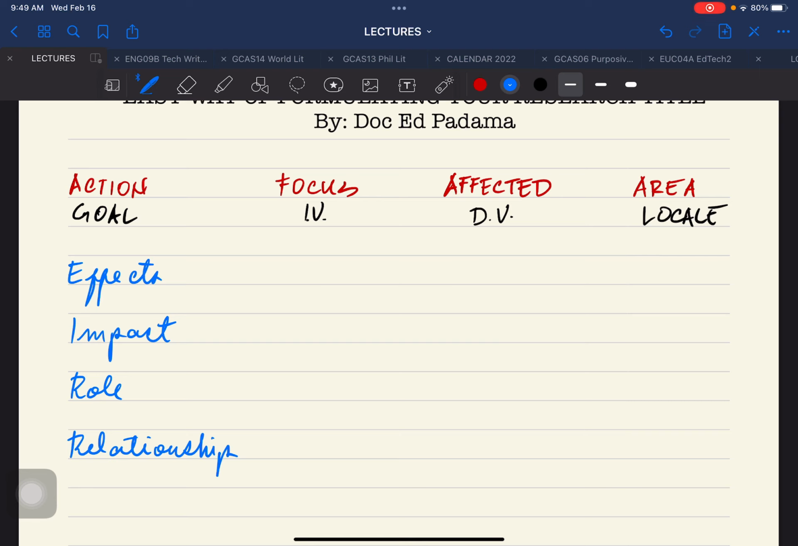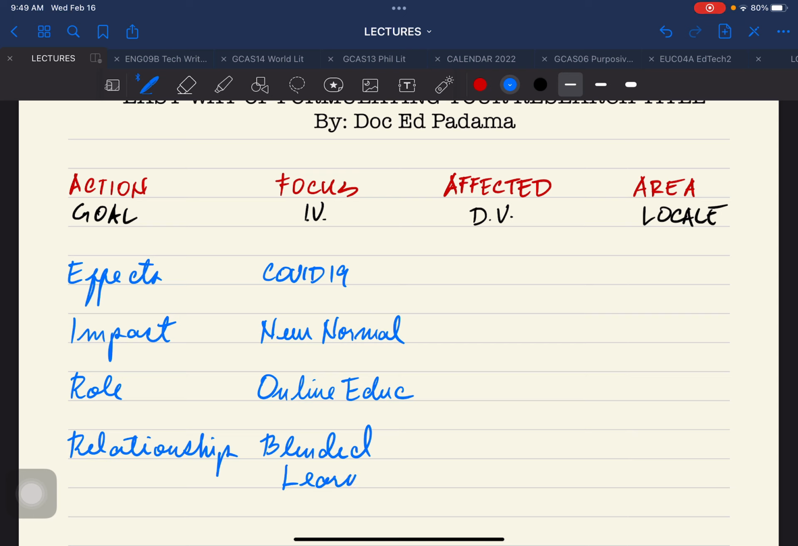The second element is the independent variable, the focus, the problem, the issue that you want to investigate. In this case, COVID-19 may be an issue, the effect of COVID-19. Another is the new normal of education. Another is online education. And then another is blended learning. So again, these are focuses or areas or problems that you want to investigate and is not affected by any other variable. So this is what we call the independent variable, and these are examples of our independent variables.